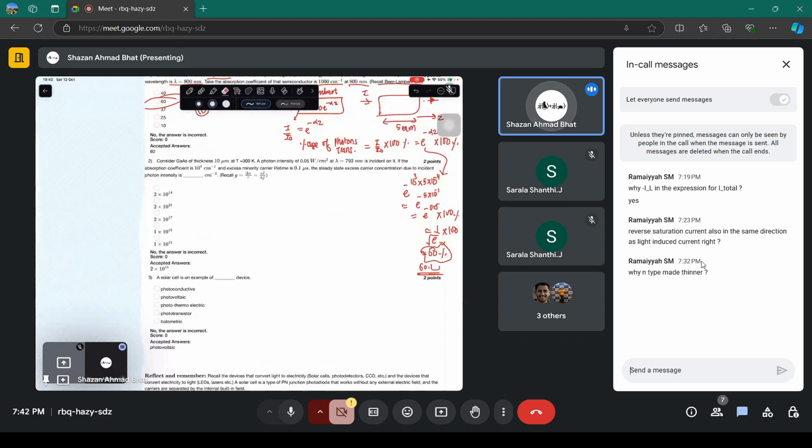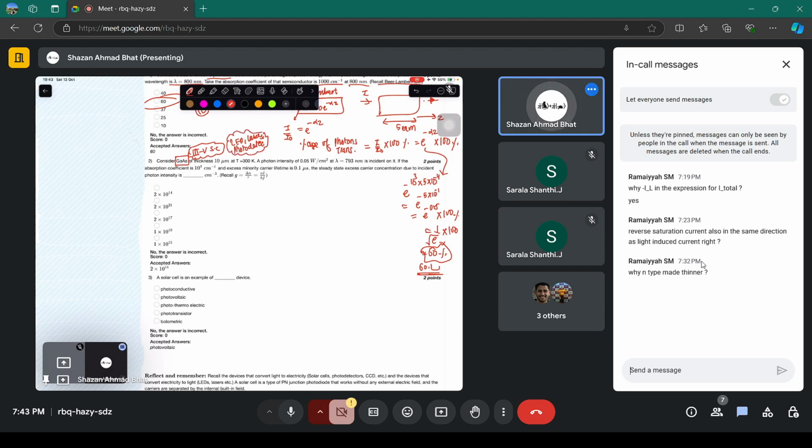So problem number two is you have to consider gallium arsenide, which is another 3-5 semiconductor. 3-5 means it has an element of group 3 in the periodic table, which is gallium, and an element of group 5 in the periodic table, which is arsenic. So these 3-5 semiconductors are nowadays quite used in LEDs, for making lasers, for making photodetectors, and so on and so forth.